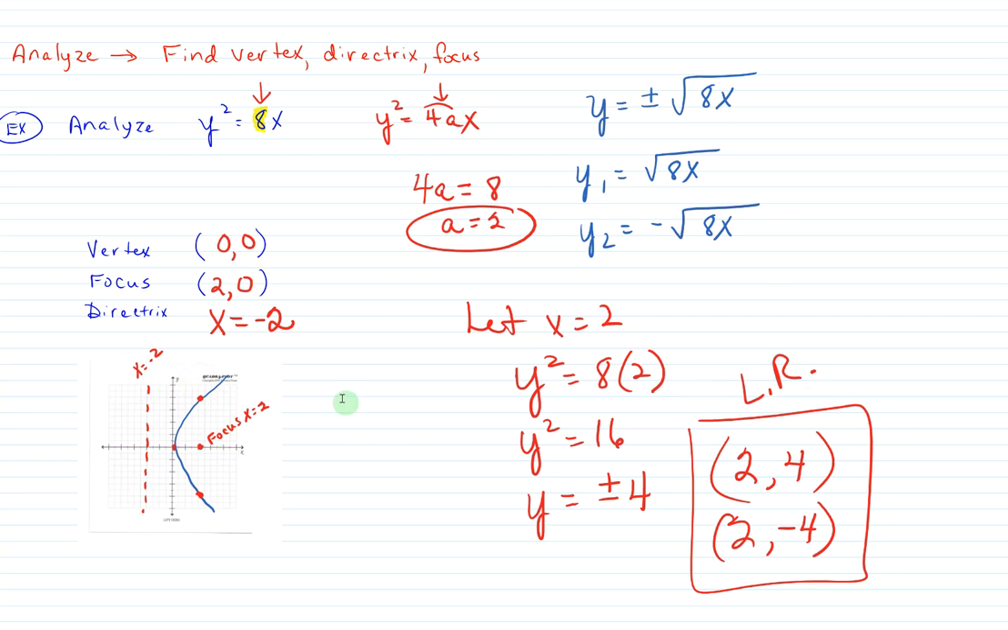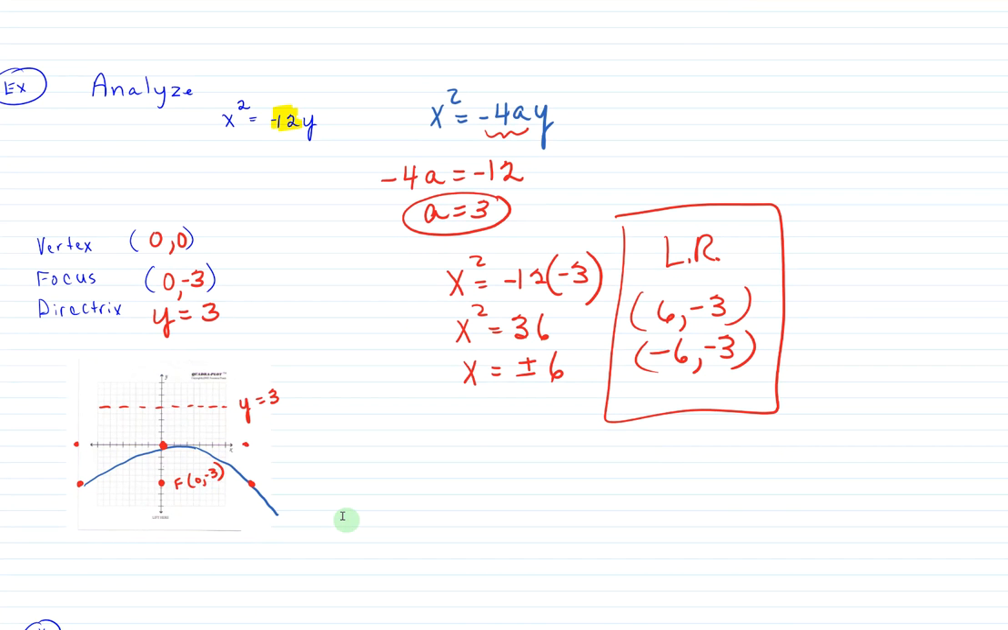And so if you let x be 2, then if you plug that in, you've got y squared equals 8 times 2, y squared is 16, y is plus or minus 4. So the 2 points that you'll use for the latus rectum are 2, 4, and 2, negative 4. Then if you plot those, you have a really good sketch of where that parabola goes. So usually you will need to find those as well. All right, x squared equals negative 12y.